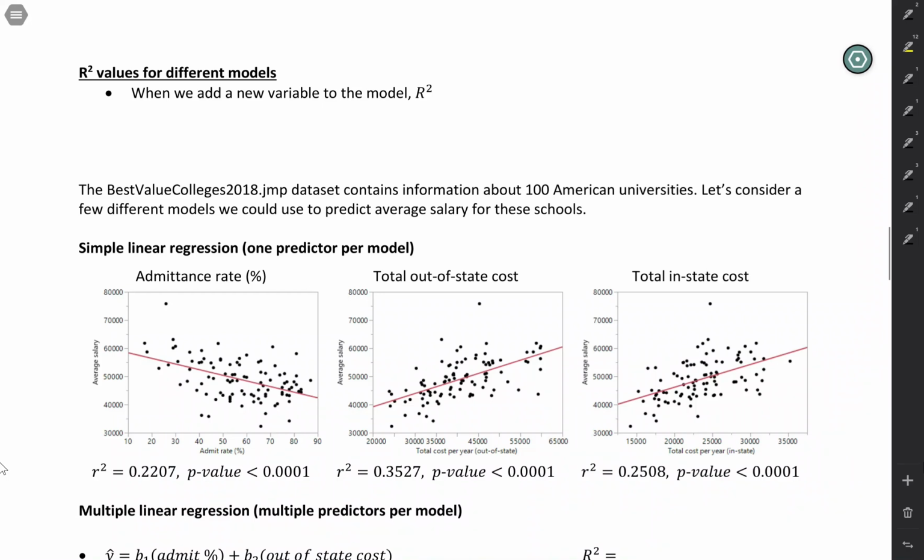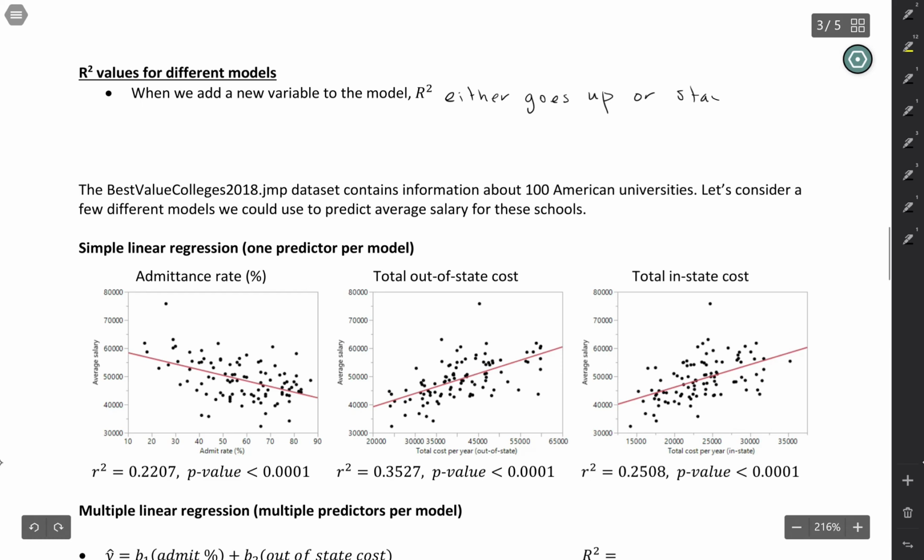So we've said that one of the advantages of multiple regression is that when we add new variables to the model, our R squared value generally goes up, right? We're explaining more of the variability, getting more accurate predictions, so we get a higher R squared value. But technically there are two options when you add a new variable to the model. R squared either goes up or technically it can stay the same.